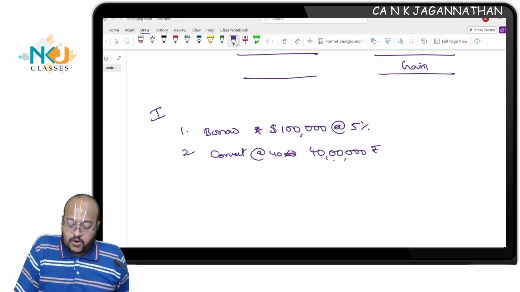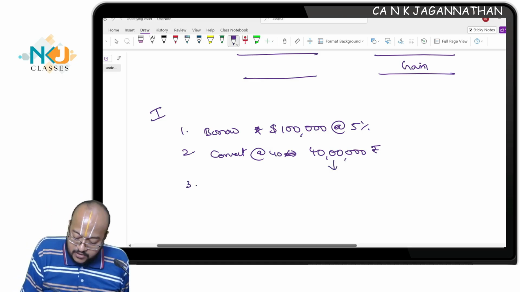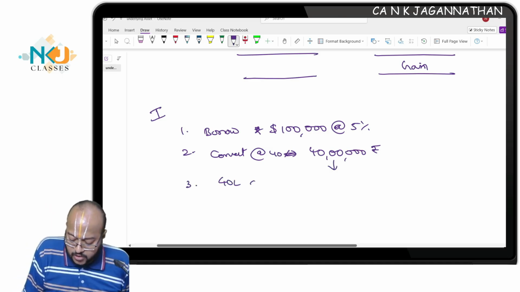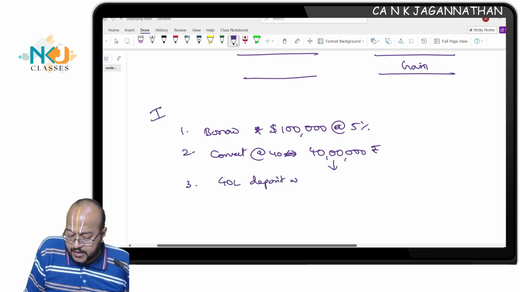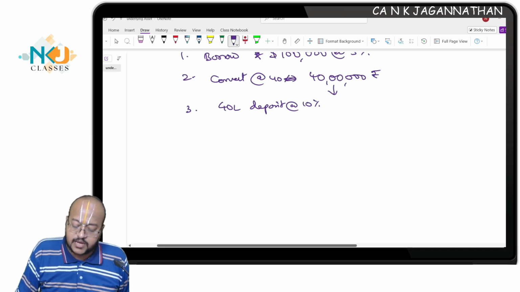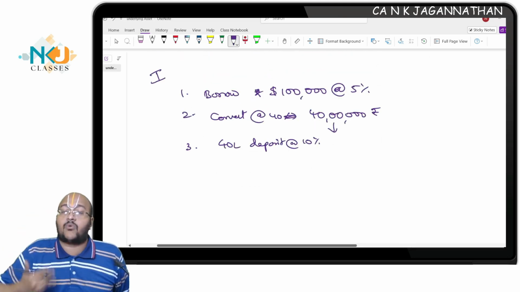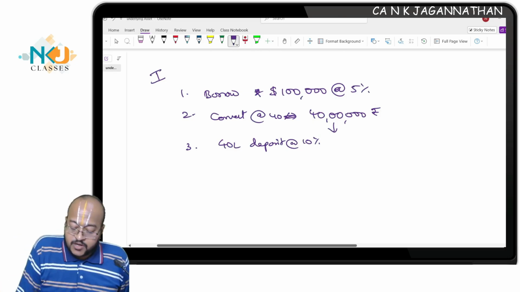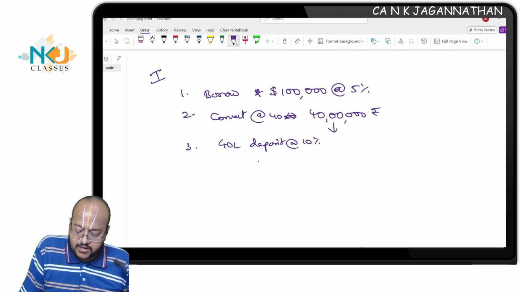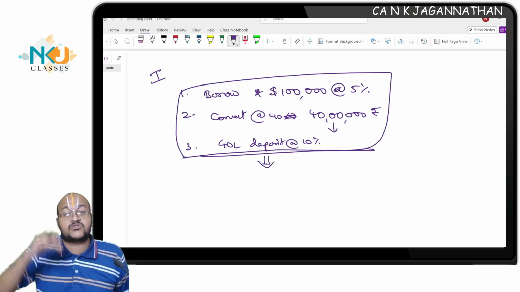Now what do I do? I put the 40 lakhs in my pocket, go to the bank and deposit in India. That's why I converted. So I deposit 40 lakhs at a 10% interest rate in India. Are you all understanding how the arbitrage process works? Thinking that I will gain from the interest rate. That is the thinking. What will happen later we will see. All this transaction happens today, which means on the spot date.